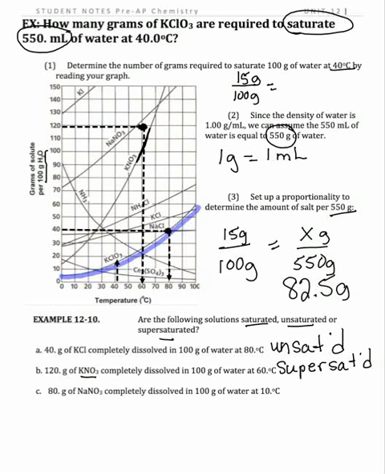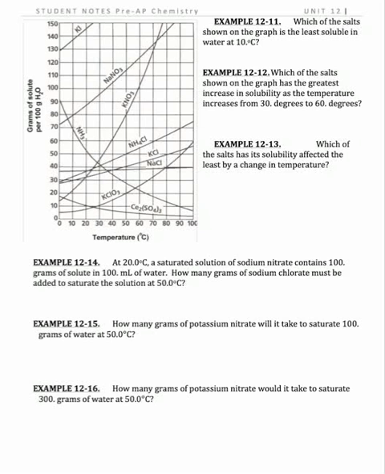Now, 80 grams of NaNO3, so I've got 80 grams dissolved at 10 degrees. I'm just going to go over to 10 degrees. This shows you the point that we're looking at right there. We're talking about sodium nitrate. That is right on the line for sodium nitrate, so that would be considered a saturated solution. Okay, so that's how we read the graph.